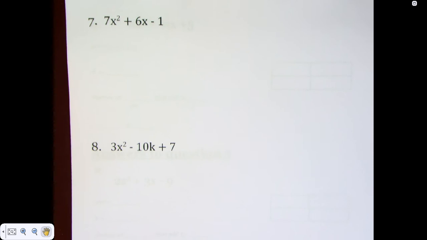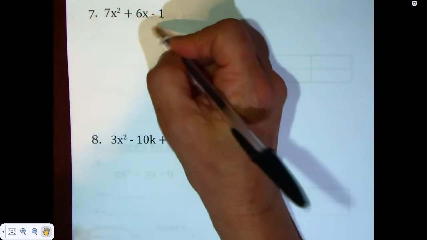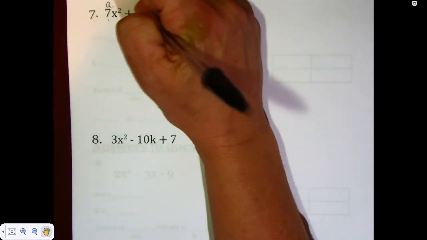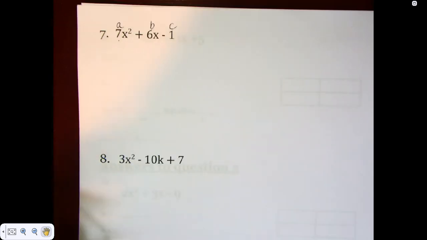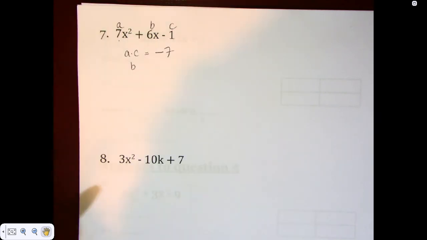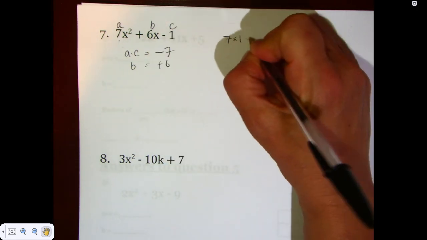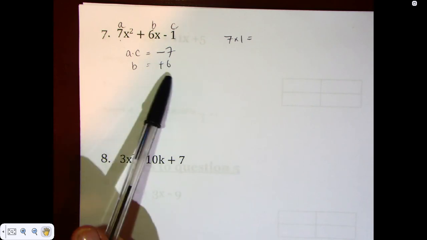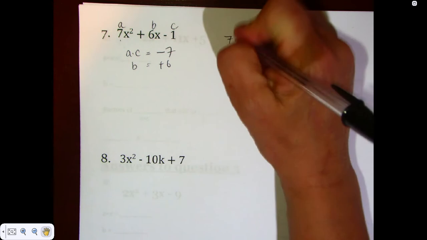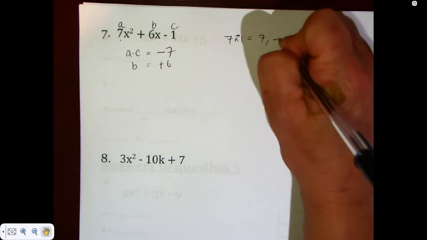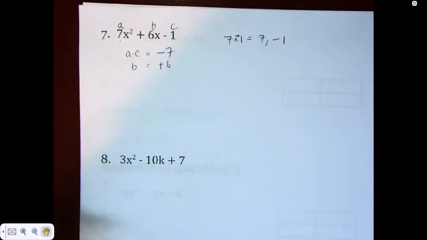Let's look at 7. Question 7, you have to fill in the blanks or write out the blanks. We have A, B, and C. That goes for the trinomial. A times C is equal to -7. They, of course, have to add up to B, which is +6. Factors of 7 happen to be 7 times 1. To get +6, the smaller number has to be negative. So that means our factors are 7 and -1 because they add up to +6.